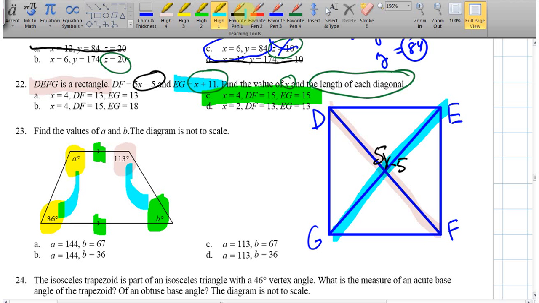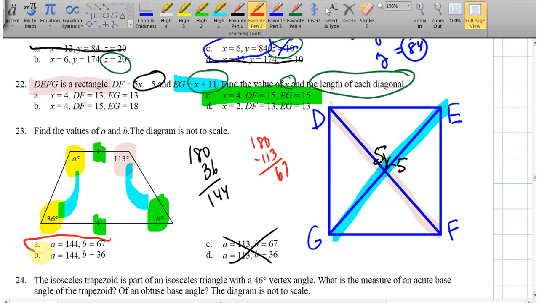So to find A, what is the supplement of 36? That's going to be 144. 144 is going to be the value of A. Definitely not going to be these answers. And then what is the supplement of 113? So that's going to be 67. Excuse me, I'm doing some subtraction. So here we go. Answer A. That is the answer to A and B: 144 and 67.